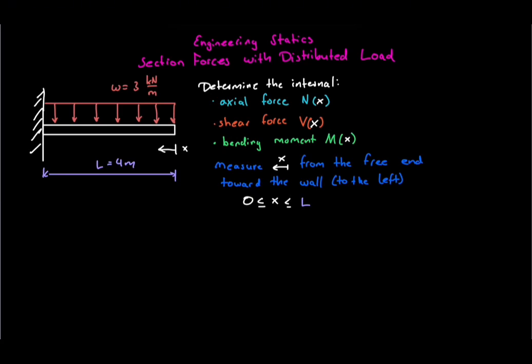Today we are going to understand why we replace a distributed load with an equivalent force when calculating internal forces. Consider a cantilever beam that is 4 meters long and carries a uniform distributed load of 3 kilonewtons per meter. We measure the coordinate x from the free end toward the wall, so x increases from right to left. Our goal is to determine the internal axial force, N of x, the shear force V of x, and the bending moment M of x throughout the beam.